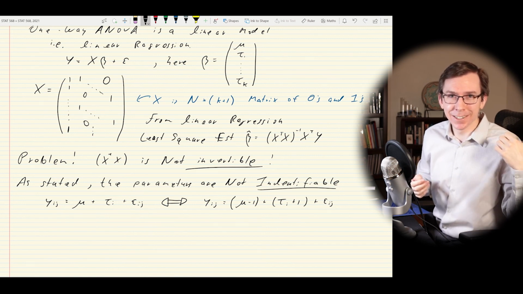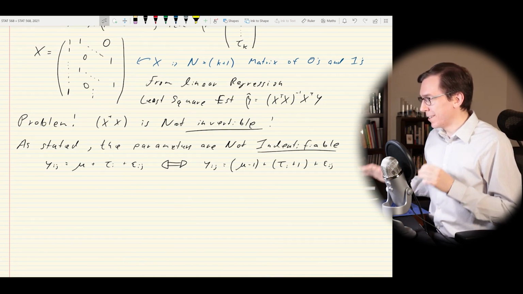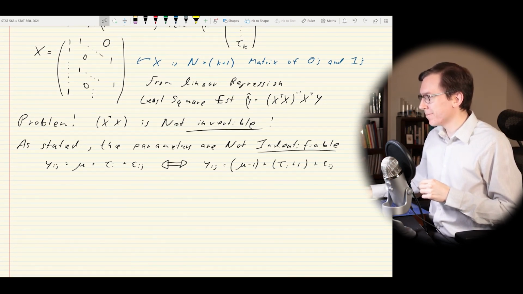It looks like my battery is about to die on my camera. Luckily, I've got another one, so I might have to switch over to that in a second. But let's see if we can finish up what I was trying to discuss here.